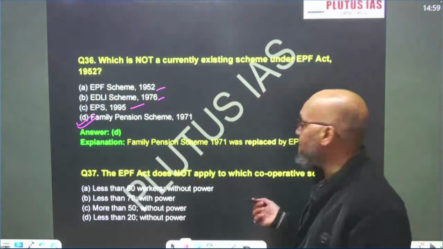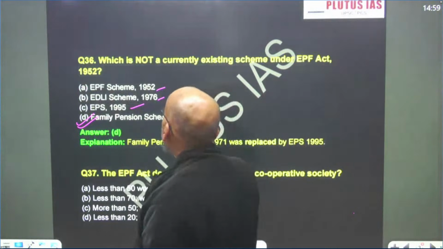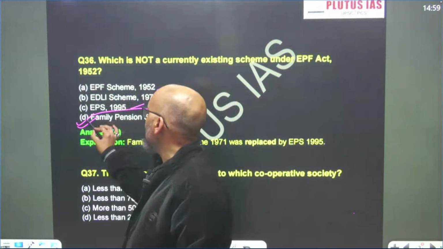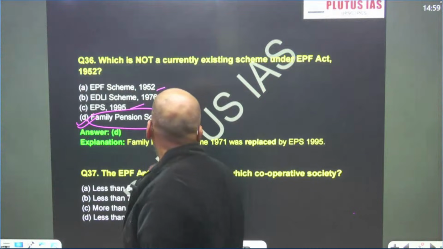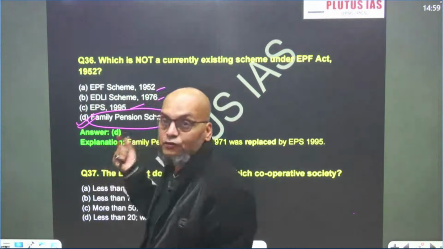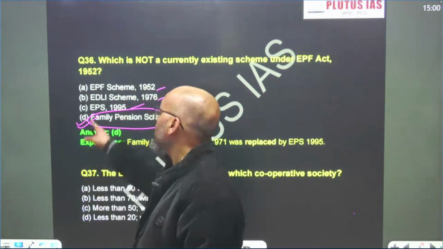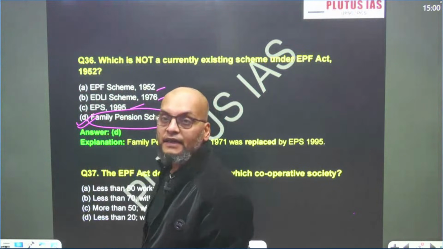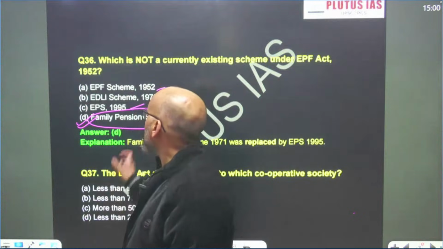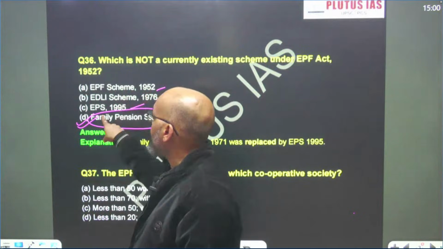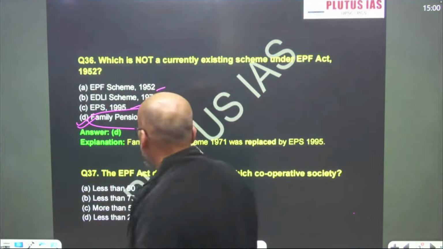And the reason being is because the family pension scheme which is mentioned here was actually replaced by the EPS scheme of 1995, which was already given in option C. Okay. So family pension has been replaced by EPS.